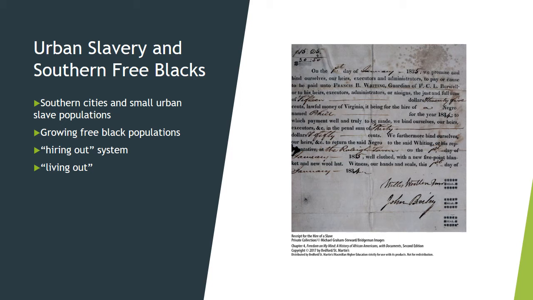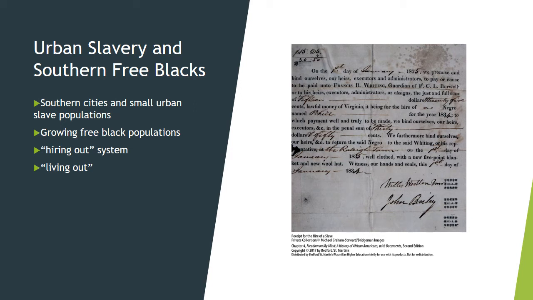This practice, known as living out, allowed slave masters to gain profits from their slaves' labor without incurring the cost of their upkeep. Hiring out gave slaves a degree of freedom that worried white Southerners. These enslaved people were unsupervised, made their own working arrangements, and maintained close contact with free blacks.